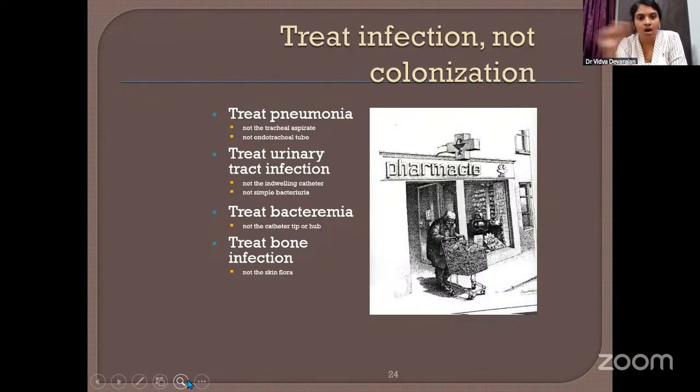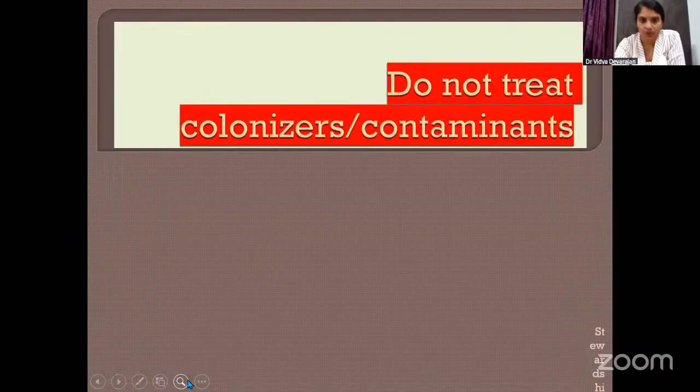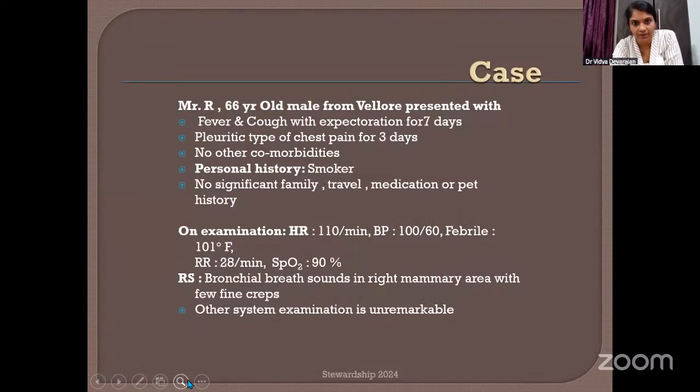Treat pneumonia, not the tracheal aspirate or the endotracheal tube tip. Treat urinary tract infection and not just the indwelling catheter or an asymptomatic bacteriuria. Treat the bacteremia and not the catheter tip alone. Again, when it comes to bone infections, pressure sores, or SSI, it's not the swab. You have to get an appropriate sample. You have to understand what is music, what is noise, what are colonizers, and do not treat colonizers or contaminants.